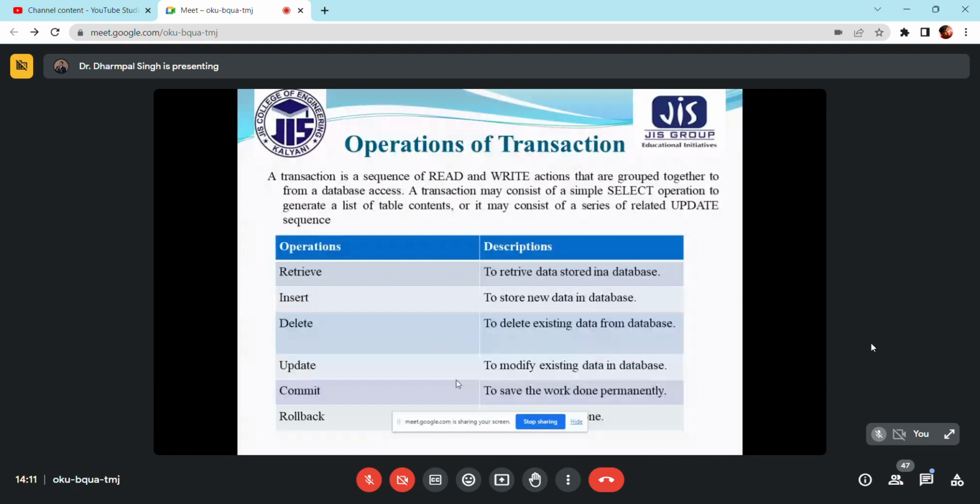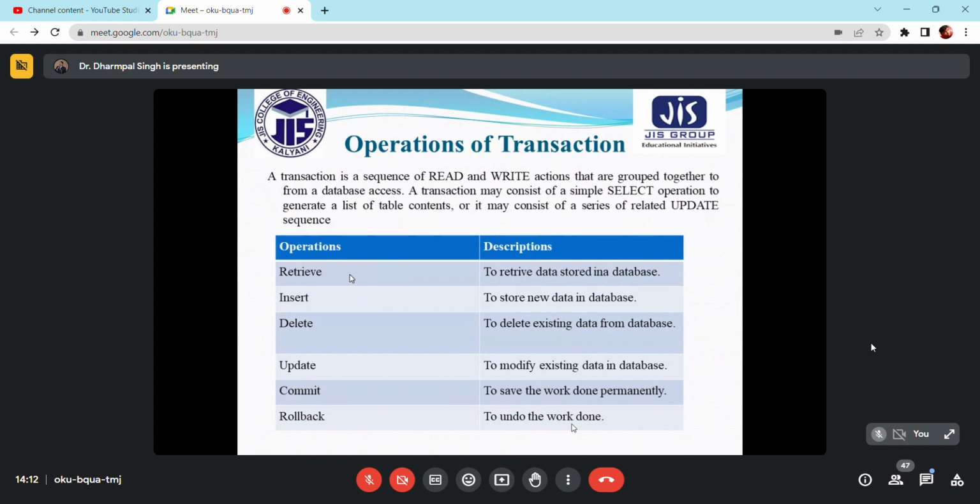So you can see these are the different types of operations. Instead of just write or read, they can retrieve, insert, delete, update, commit, and rollback. What is the meaning of these? All are familiar to you. Retrieve means we are retrieving something. Insert means we are inserting something in the database. Delete means deleting. Update is the modification. Commit means what? Commit means it will save the work done permanently.